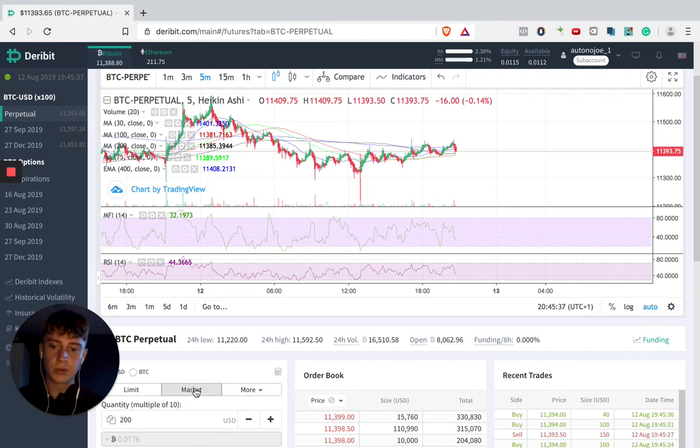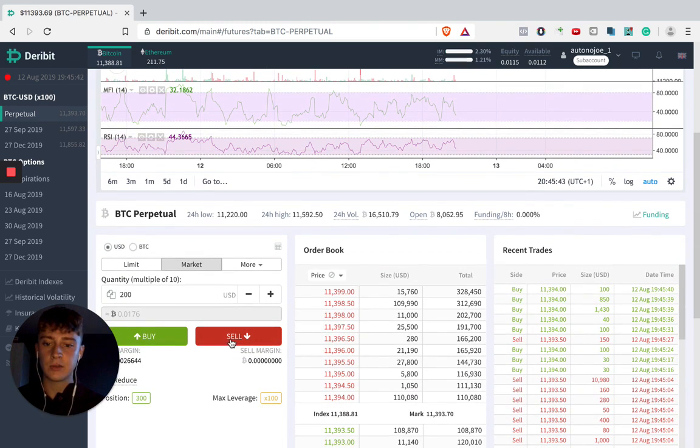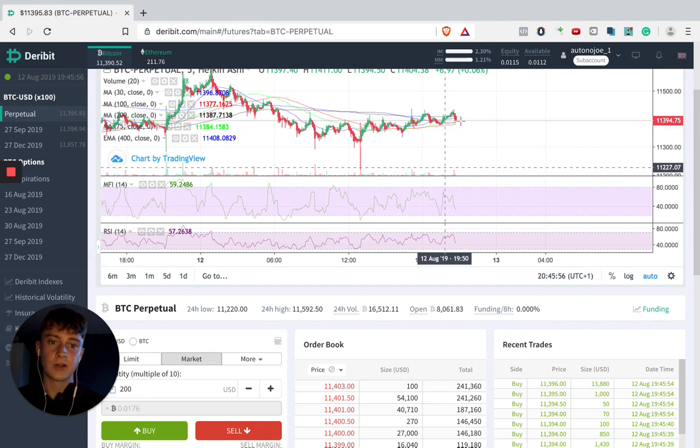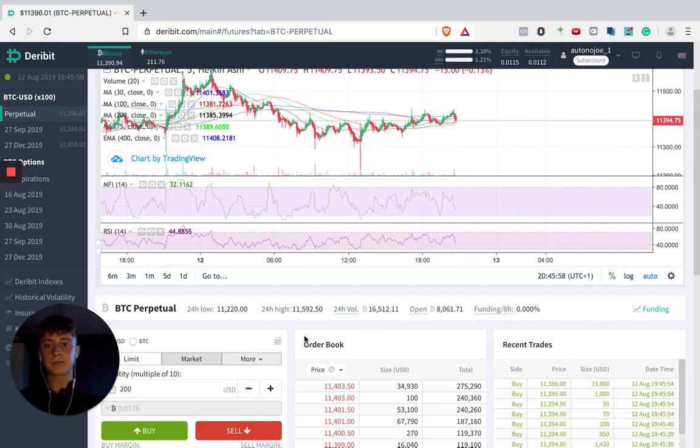Market order would literally just buy at the price of the market, whatever it is at the time of you pressing the button. And sell, you would do if you think the price is going to go down, and the same thing applies. So you put a sell up here if you think the price is going to drop, and we want to take advantage of a bigger drop. And market would be selling at the price that it is at the moment.